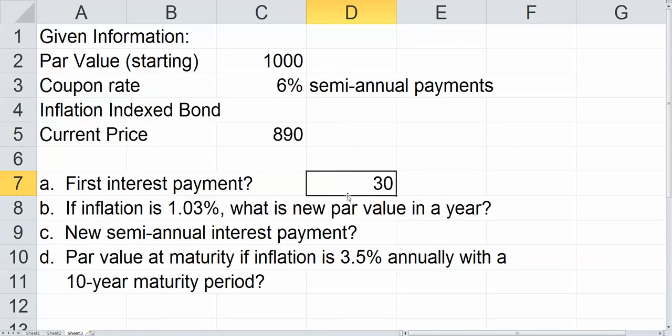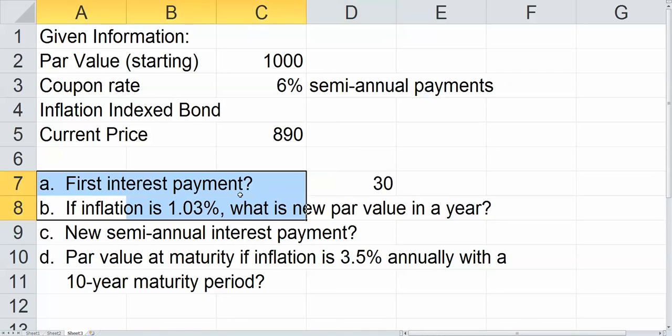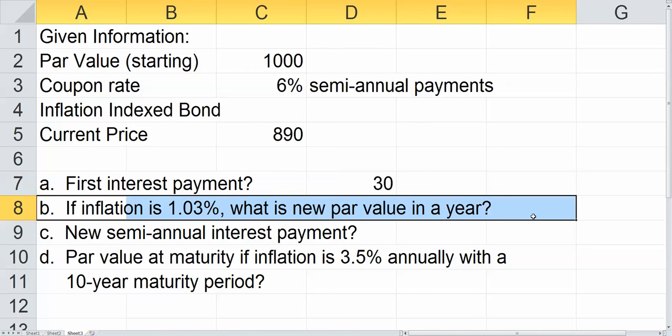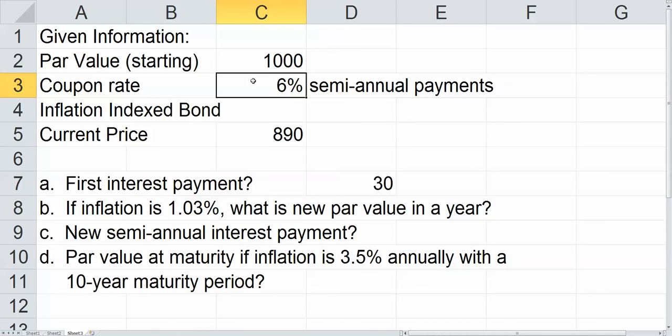Now, if there's inflation, which there conveniently is in the problem, the par value will rise the next time period, and you'll receive the same coupon rate, but it'll be on a higher par value. So the dollar interest you'll get the next time period will be higher. They want us to calculate the par value in a year. Well, the starting par value is 1,000, and it will increase by the inflation rate.